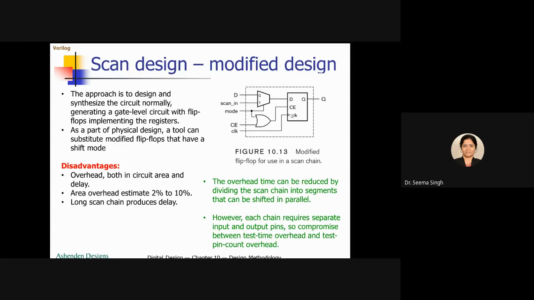And this is your clock circuit. So in total, this flip-flop is modified with respect to the scan design circuit. So this is how we do things for sequential circuit. Now what you have to understand here is, as a part of physical design, we have a tool which will substitute this modified flip-flop, and it will have a shift mode. Shift mode means shifting from testing to the actual working. So that is what comes as a part of physical design.